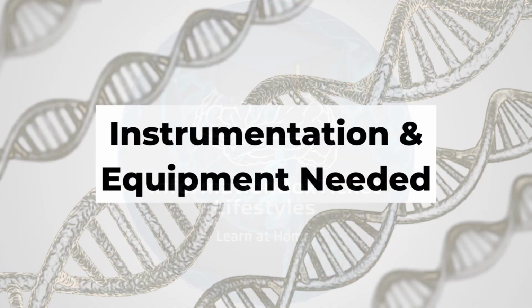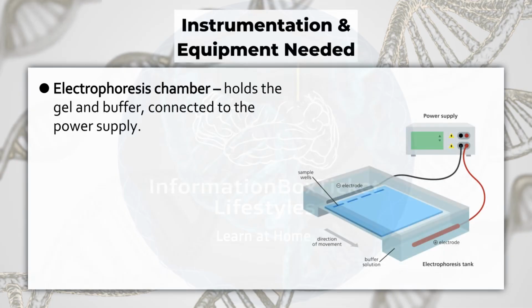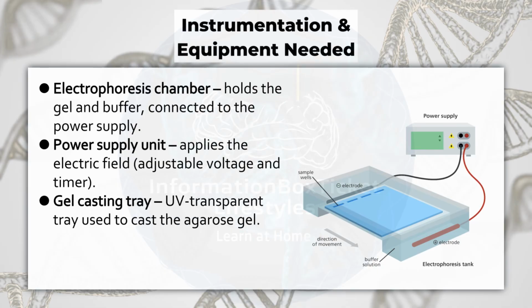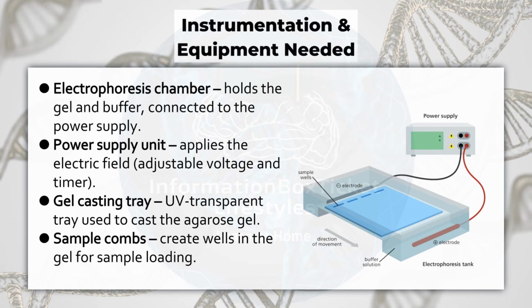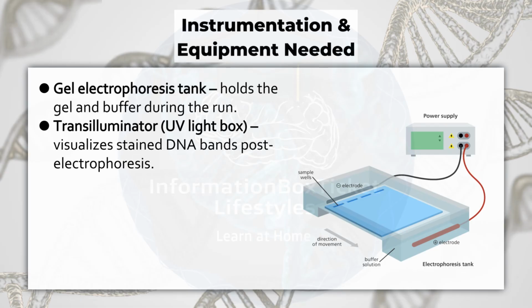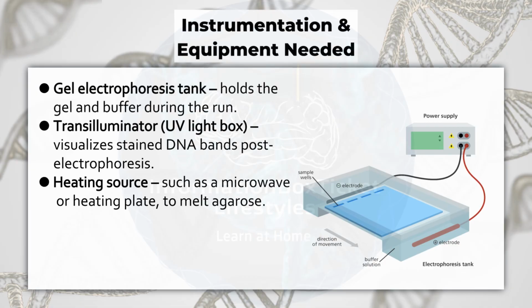Instrumentation and equipment needed. Electrophoresis chamber holds the gel in buffer connected to the power supply. Power supply unit applies the electric field, with adjustable voltage and timer. Gel casting tray, a UV transparent tray used to cast the agarose gel. Sample combs create wells in the gel for sample loading. Gel electrophoresis tank holds the gel in buffer during the run. Transilluminator, a UV light box, visualizes stained DNA bands post-electrophoresis. Heating source, such as a microwave or heating plate, to melt agarose.